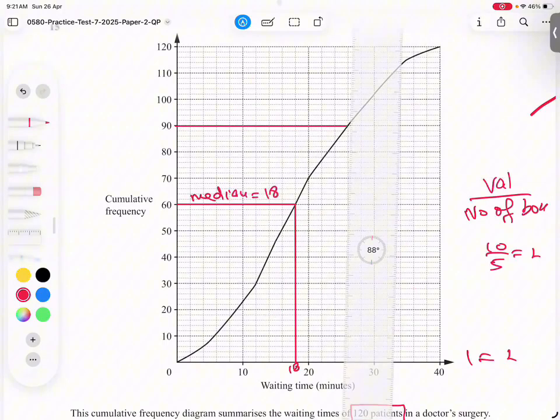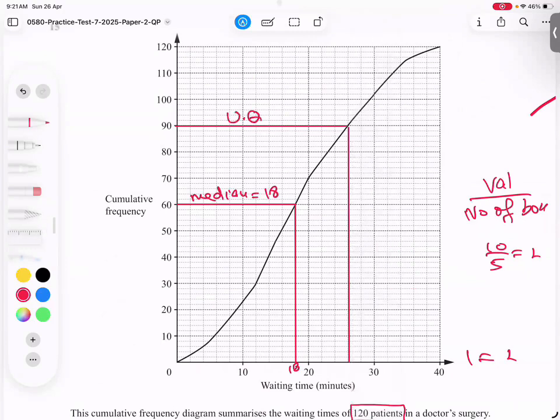So the meeting point is this. This is our answer for the upper quartile. The upper quartile is coming with us because one box is 2, so 22, 24, 26. So 26.